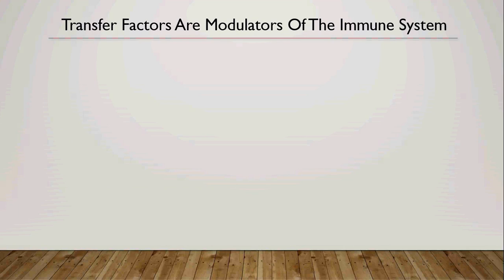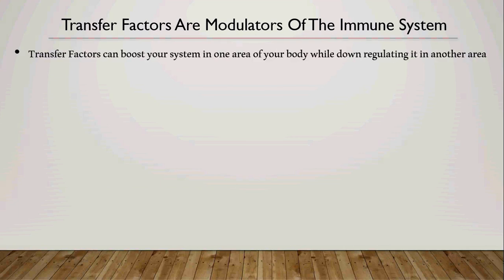Now, another thing that transfer factors are is they are modulators of the immune system. Okay, so transfer factors can boost your system in one area of your body while downregulating or suppressing your immune system in another area. So unlike when you take a vitamin C or echinacea or maitake mushrooms or shiitake mushrooms, any of these things that have been proven to be immune boosters, okay, those boosters, that's all they do is boost the system. They don't have the ability to do anything else. It's kind of, as we say here in the States, a one-trick pony. They do one job, they do it well, but that's all they do.